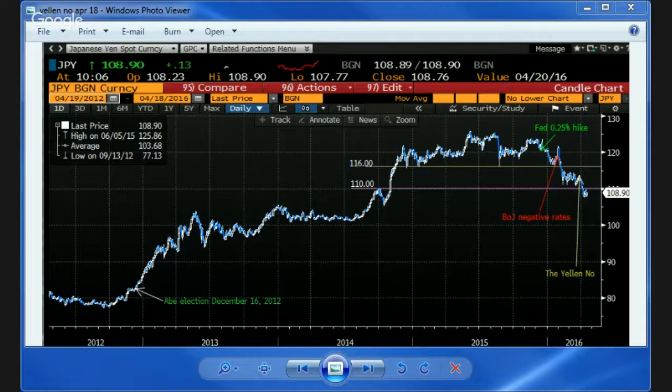And the initial reaction is the reaction you would expect. Negative rates, lower rates, sell the currency. But upon consideration, the Fed's change in attitudes is far more important. And I think this is the market judgment that you're seeing more than anything else.